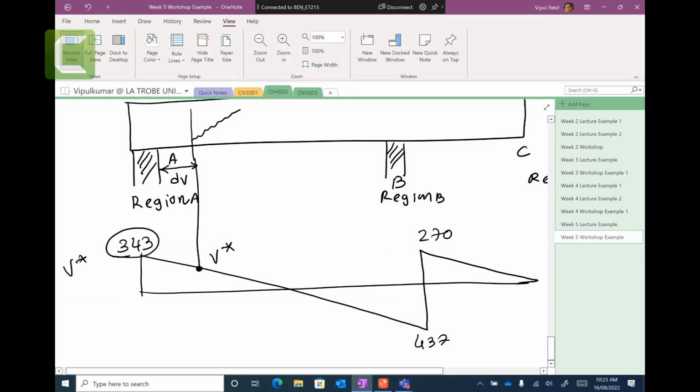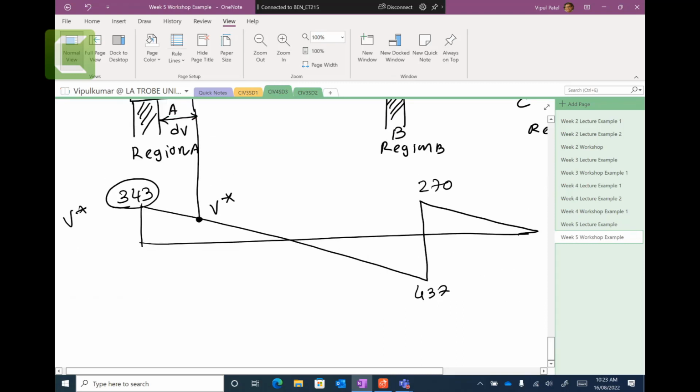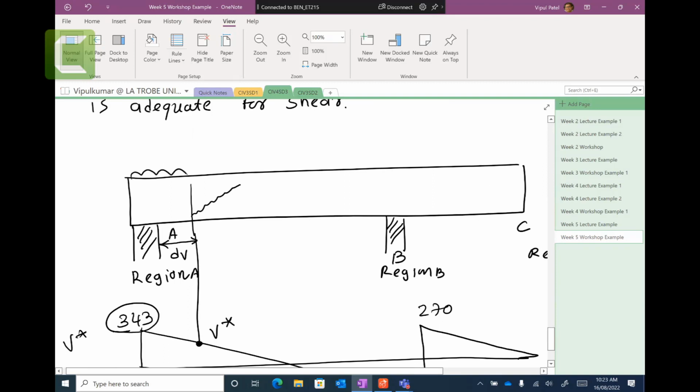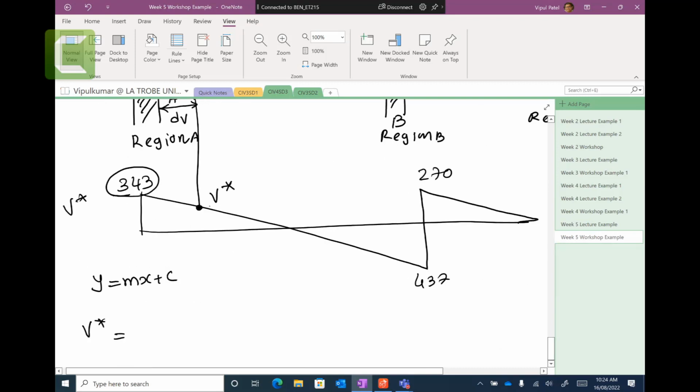That would be our V star instead of 3. So we need to calculate at a distance dv. So let's say y equals mx plus c. V star, the slope is I think 150 kilonewton per meter. I believe that is the UDL load, and it's downwards, negative slope. So minus 150 kilonewton per meter, x is the distance we need to get, and this intercept is 343 kilonewtons.